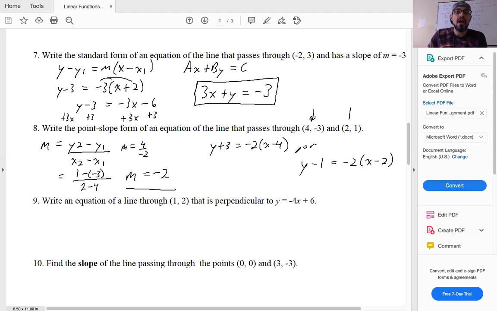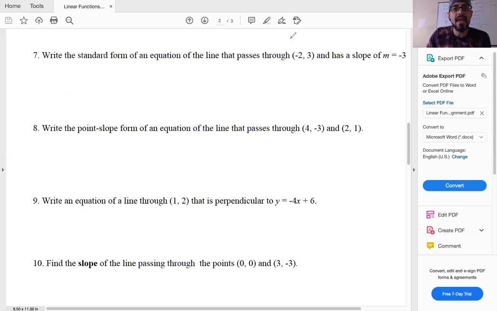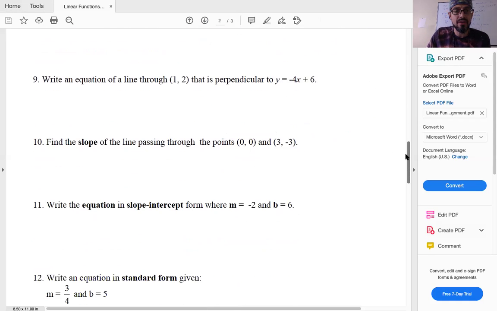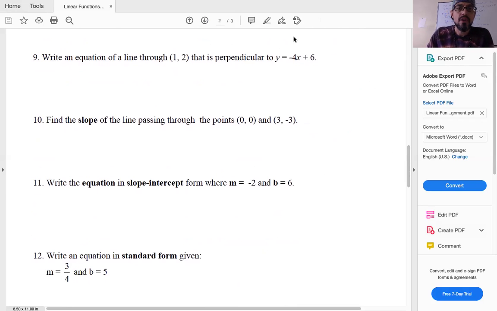Okay, so we got these 2 out of the way. Let's clear it up, and we will move up a bit so you guys can see these questions a little bit better. Here we go. Okay, so away we go.